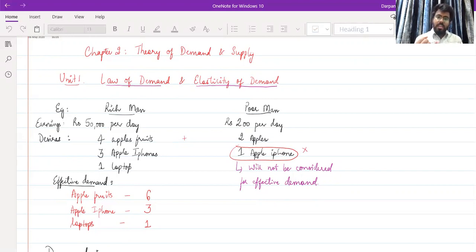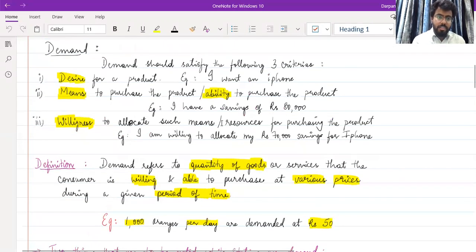So you should have the desire, you should have the ability to pay for that good, and also you should have the willingness to pay for that good. So you have the ability, you have the income that you're generating, you should have the willingness to part out this income for this particular expenditure, right? All right. So demand is what? It is the desire for a product. It involves means to purchase that product or ability to purchase that product, and then willingness to allocate such means for purchasing that product.